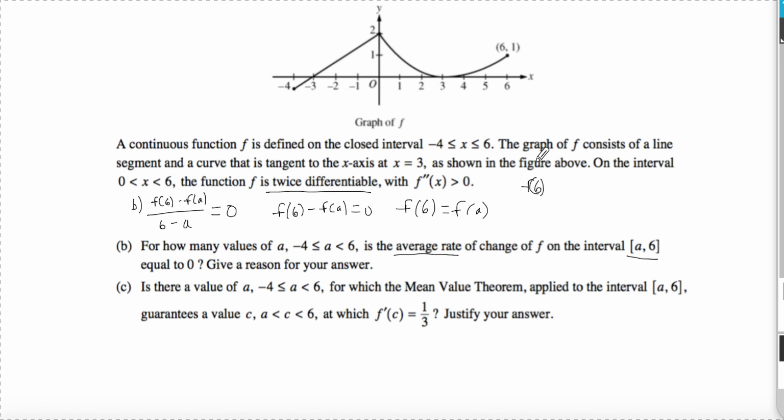F of 6 is 1. That's what it says in my graph. So what do I want to know? I want to know how many values of a is it that f of that value is 1. Well, the y value is 1, like right here, right? So how many a values, remember a is some x value, how many x values in here is f of that x value going to be 1? It looks like 2 times. So f of a equals 1 twice.